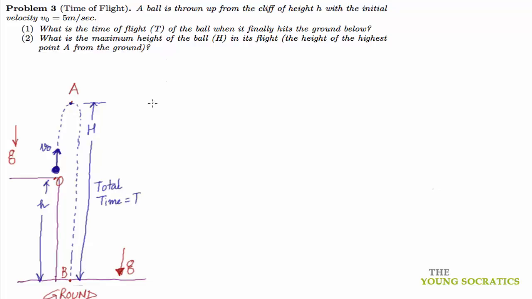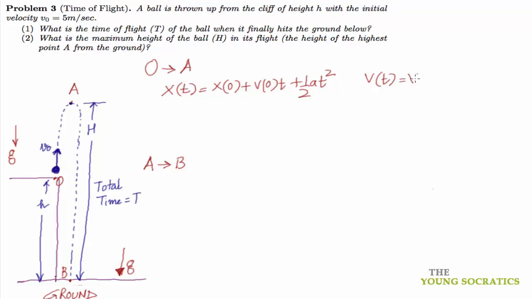So now to compute the total time t and this big height H, we just divide the motion into two legs. One is the leg from O to A, and then finally we consider the motion from A to B. So we'll again use the standard formula, that is x(t) is equal to x0 plus v0 t plus half a t square, and v(t) is equal to v0 plus a t. Let's solve this equation first.